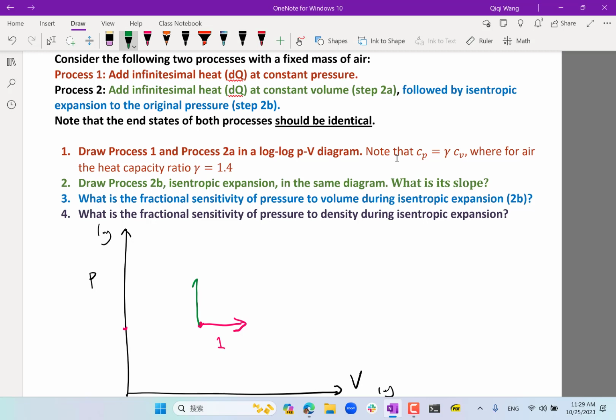Anybody want to think about how to answer the question? Which line is going to be longer? This is only process 2A. Doesn't that depend on your units? Yes, but both axes are log, so both are dimensionless. Both are fractional changes in percentage, so none of them has units. So the question is, if I add the same amount of heat, is the percentage increase in volume in process 1 bigger, or the percentage increase in pressure in process 2A bigger?